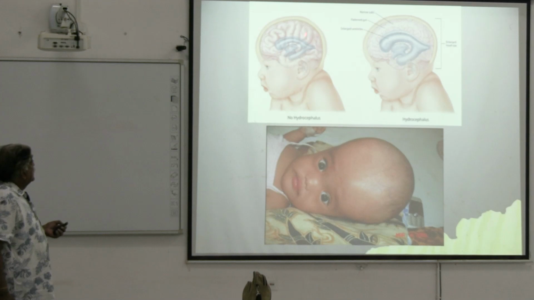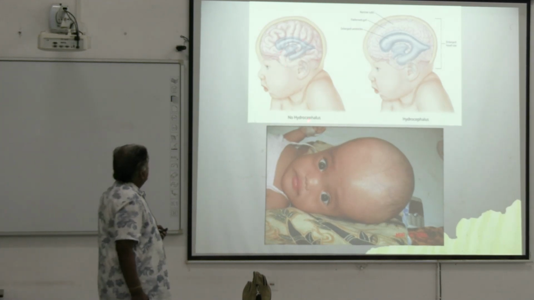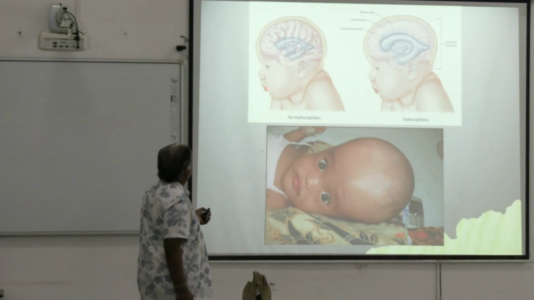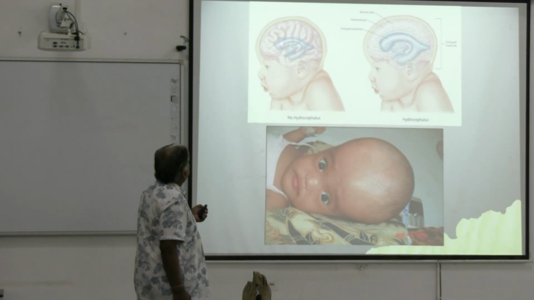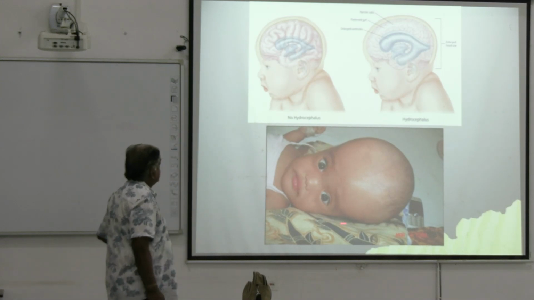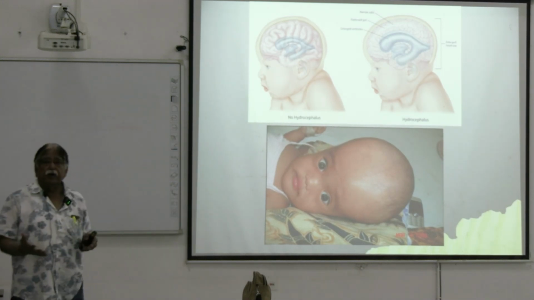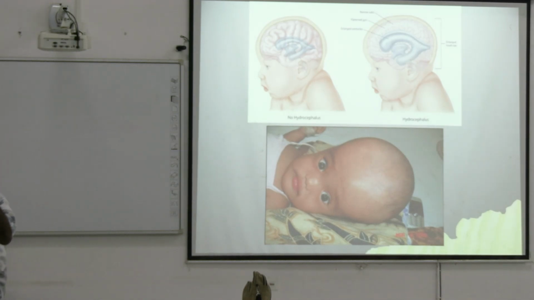See, these are the ventricles, no hydrocephalus, and hydrocephalus. See, this is the normal ventricle. Now you see the swollen, enlarged ventricles, and this is the hydrocephalus. When a baby is born and you see a big head, then you think that it is hydrocephalus.